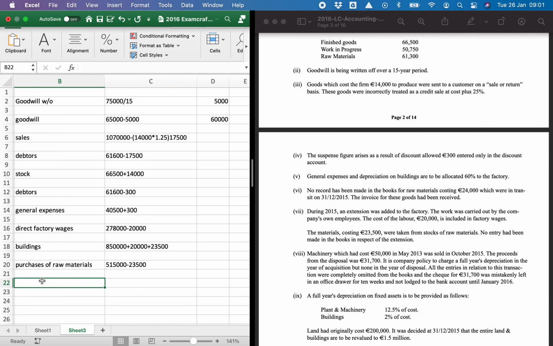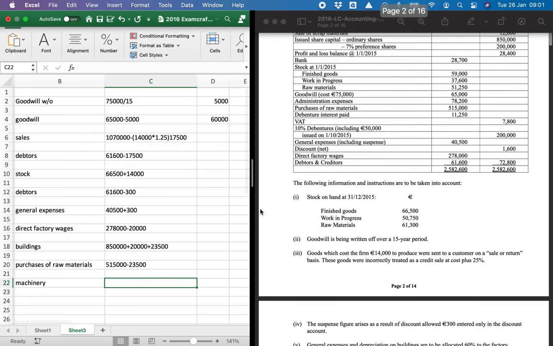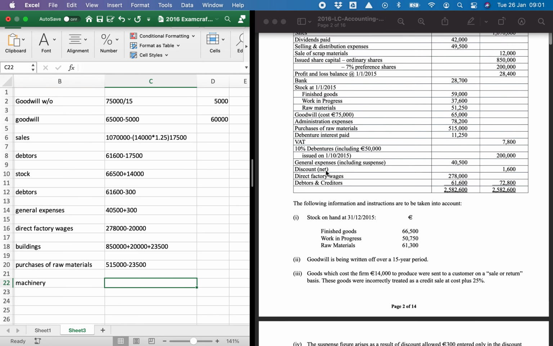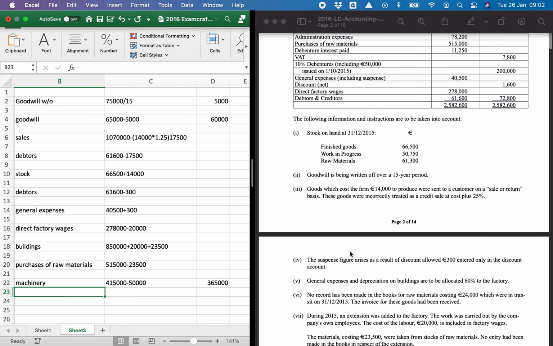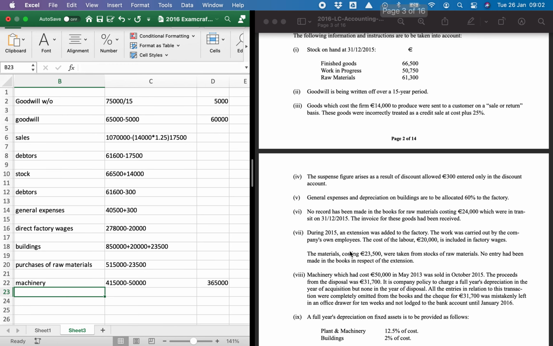Machinery which cost 50,000 was sold in 2015. So our machinery has to go down. Where are we? Plant machinery is 415, and we take away the 50,000 there. So it's 365. Now, I did this yesterday, so it'll be fairly quick, but the proceeds from the disposal were 31.7. We'll see that in a minute.